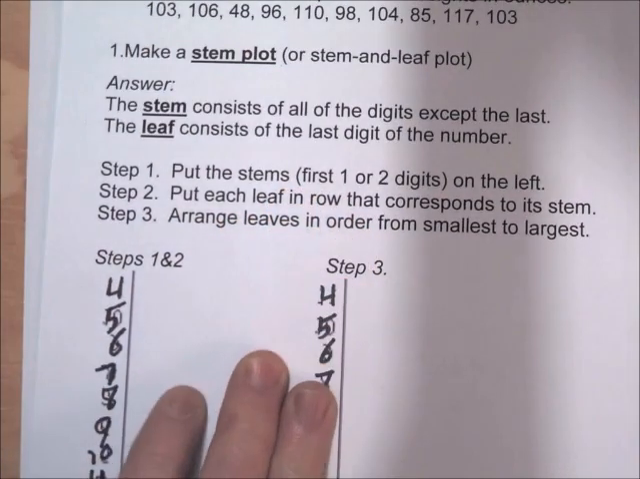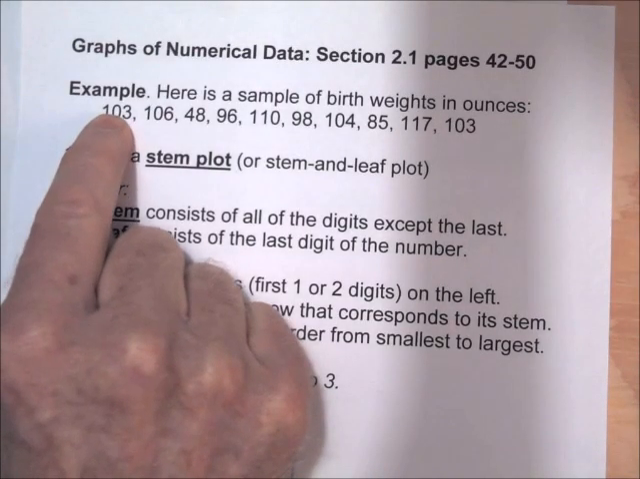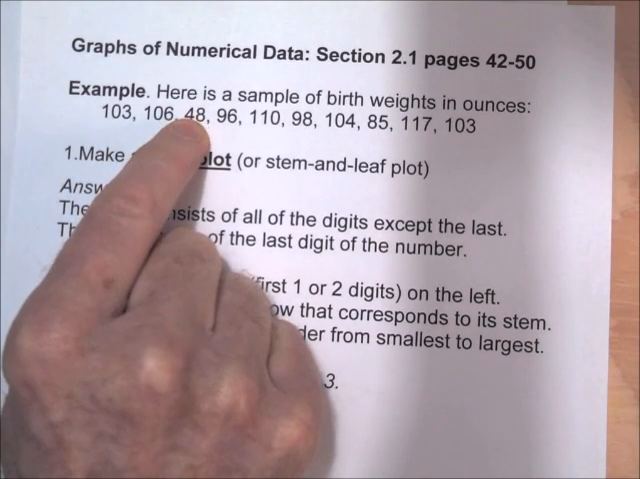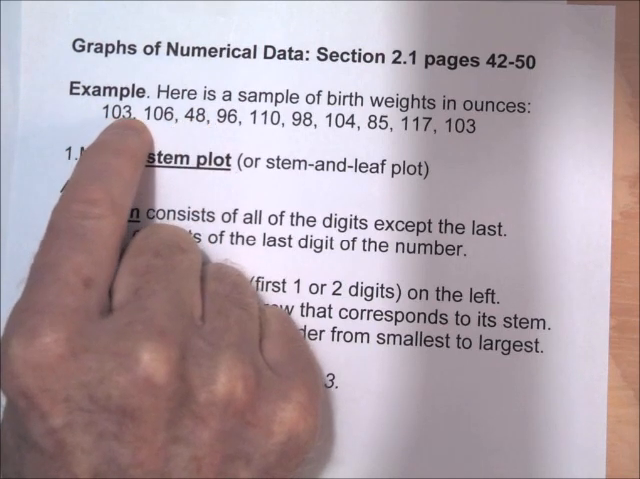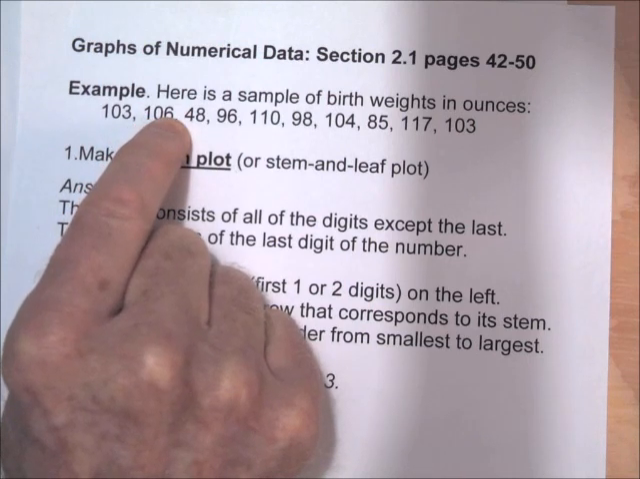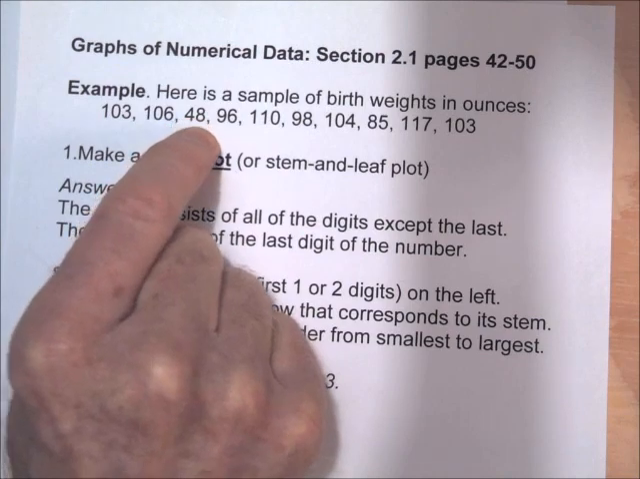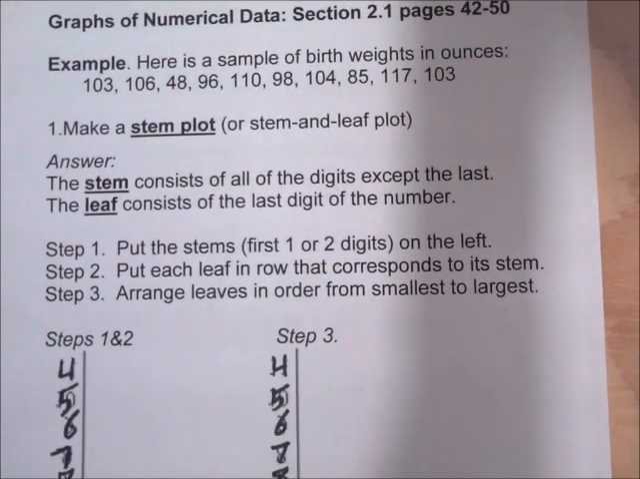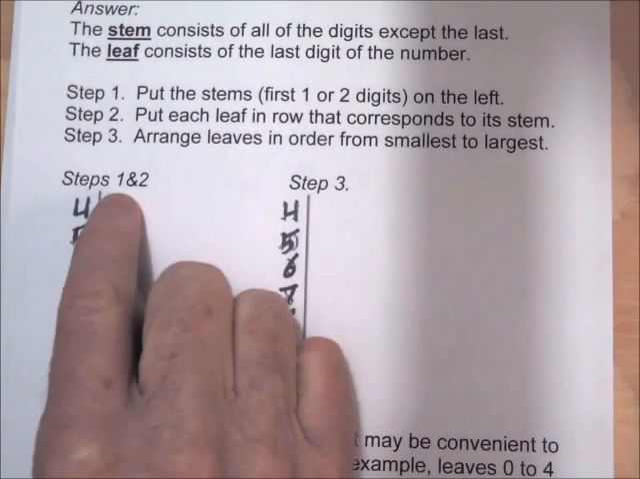The first digit or the first two digits will be the stem. The last digit will be the leaf. So for the 103 ounce baby we have stem 10, leaf 3. Next baby, stem 10, leaf 6. Then we're going to have stem 4, leaf 8, and so forth.